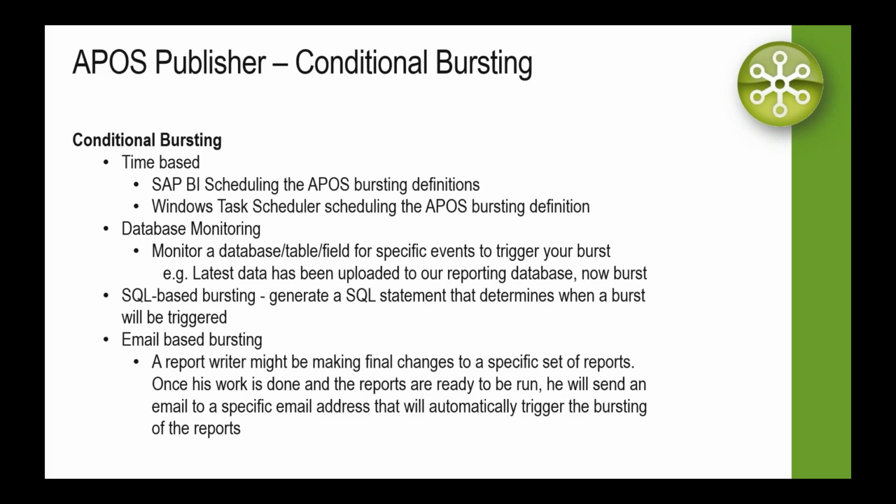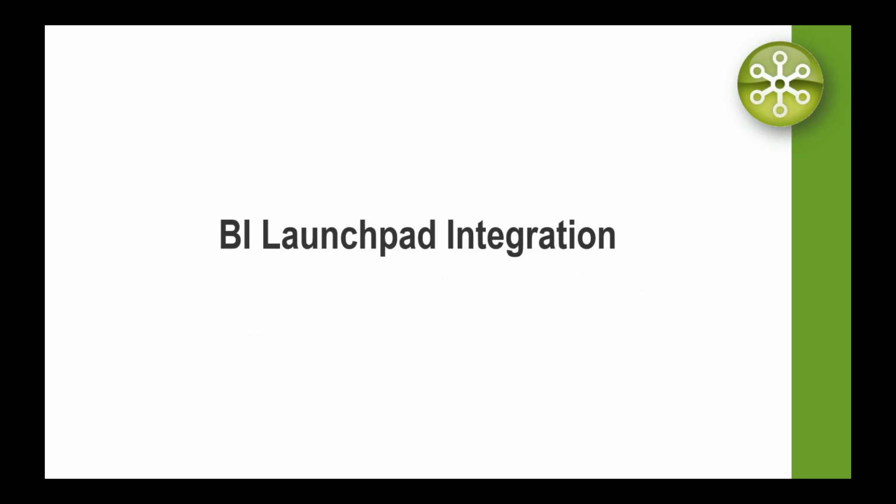And email bursting. If a particular email has been delivered to a particular email inbox, we can monitor that inbox, and when that email is received, then we can trigger the action of bursting. So there are a number of ways that we can handle the different conditions to control the flow of bursting.